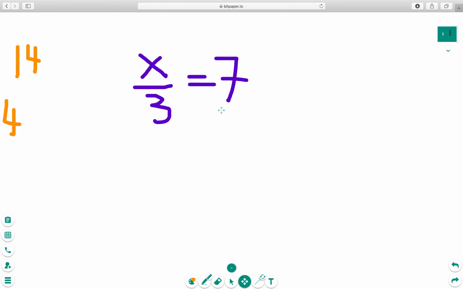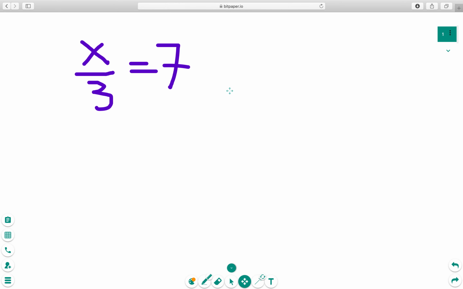Okay, so now we have the last one. We had something multiplied by x, but this time something is divided by x. So to get the x by itself, we have to multiply both sides by 3, because the opposite of division is multiplication. So now we have to multiply both sides by 3. So we're going to multiply this side and this side by 3.